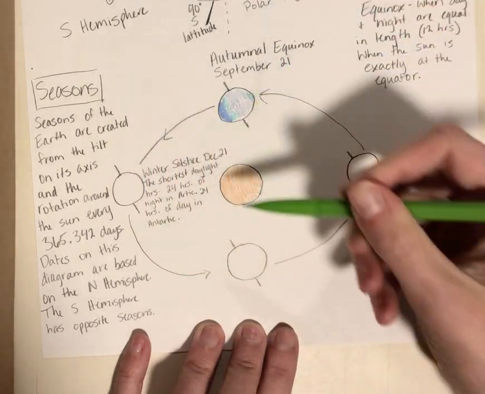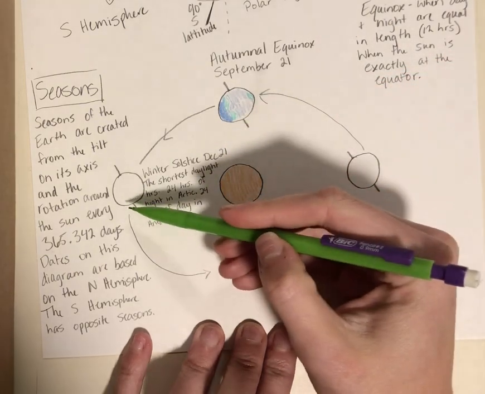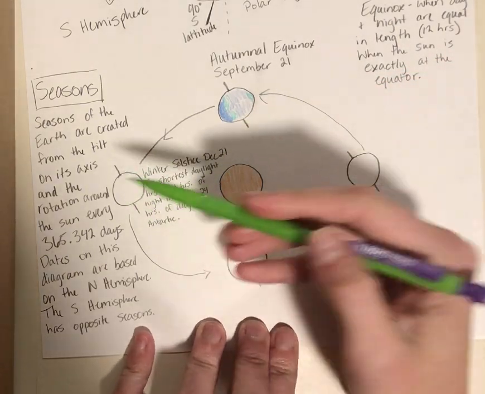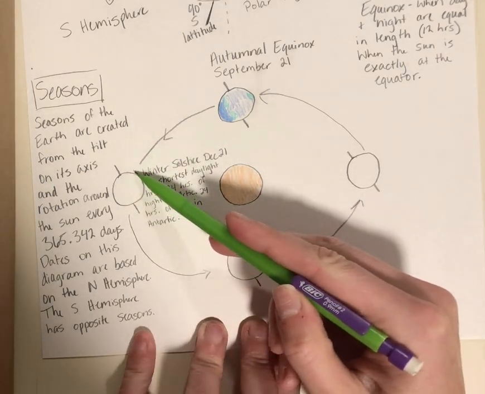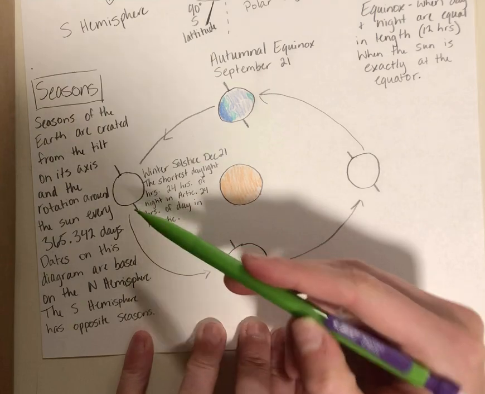So remember, Antarctic is at the lower part of Earth, Arctic is the higher part. So during the winter solstice, it is 24 hours of night up here, and then it is 24 hours of daylight down here.